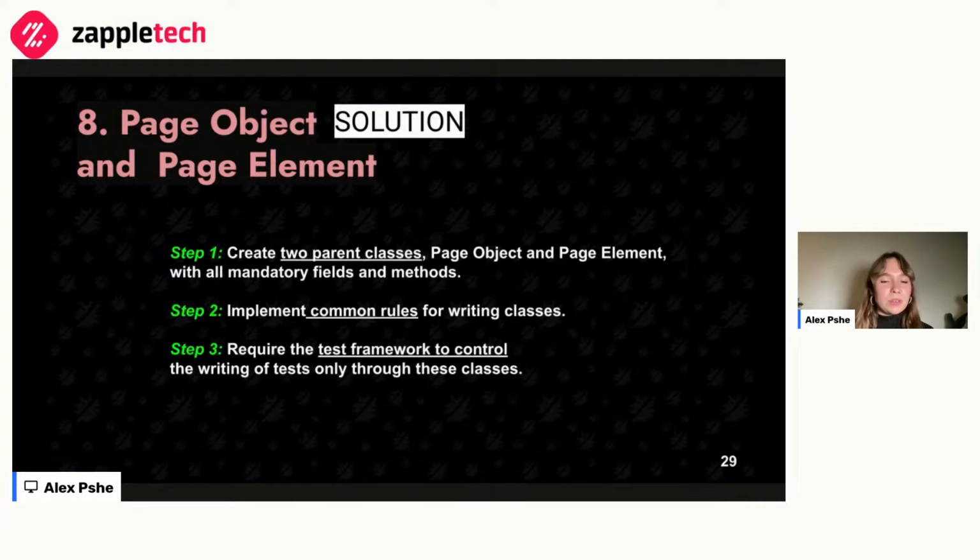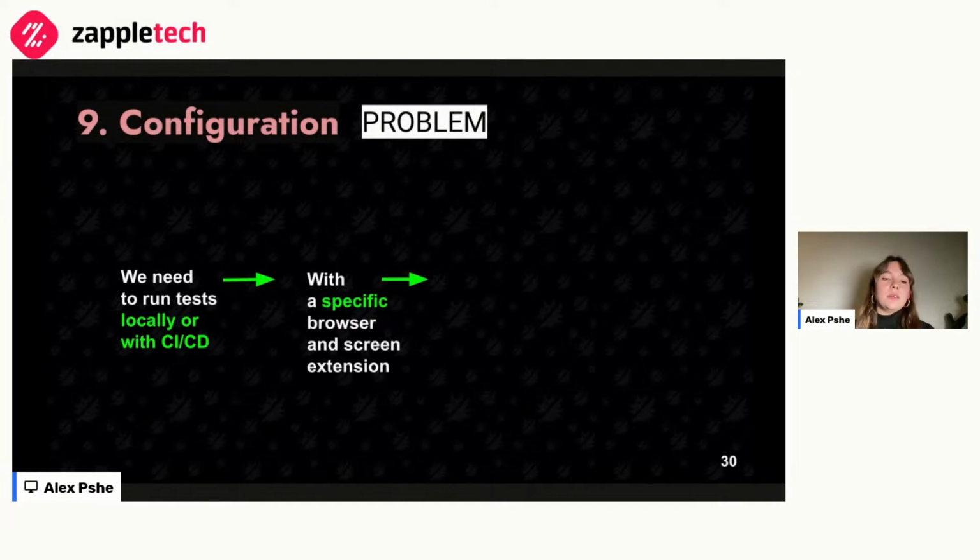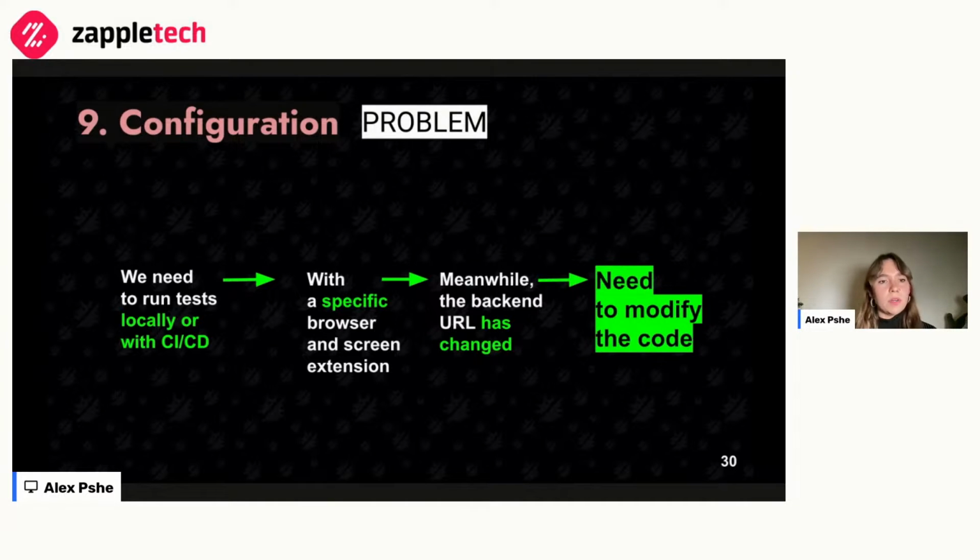So, the next problem is configuration. For example, we need to run tests locally or with CI/CD. It's a pretty basic requirement. Also we may have a specific browser to run or a specific screen extension. It can also be our parameters. Or, for example, our backend URL is different on different test stands or on a review app. A review app is when you deploy your project directly from a commit. So as a result, we must modify the code to support all these types of launching our tests.